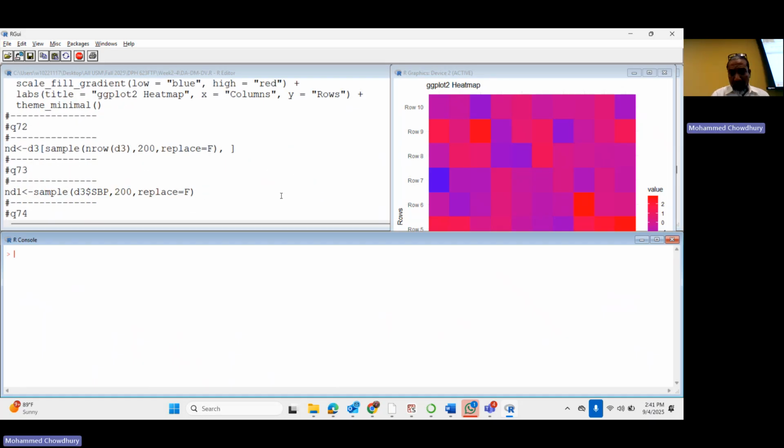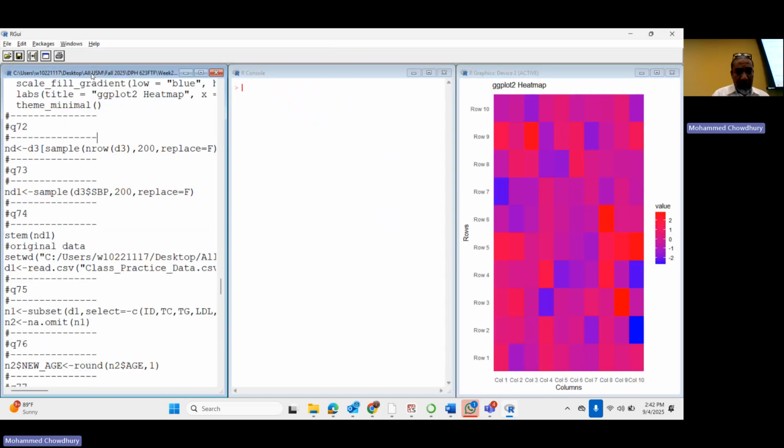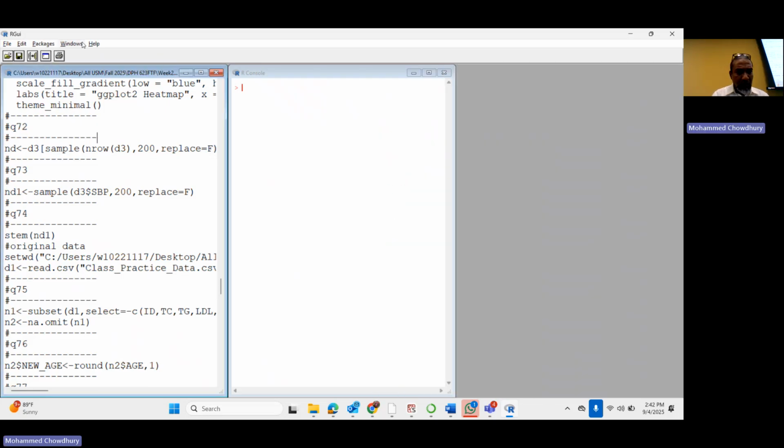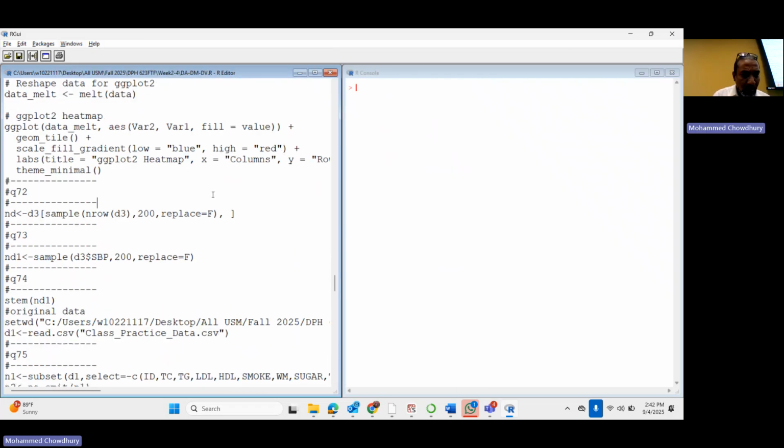So now let me make it again window style vertically. Get rid of those things completely. Window style vertically. Now fine. Okay, so that is gone.